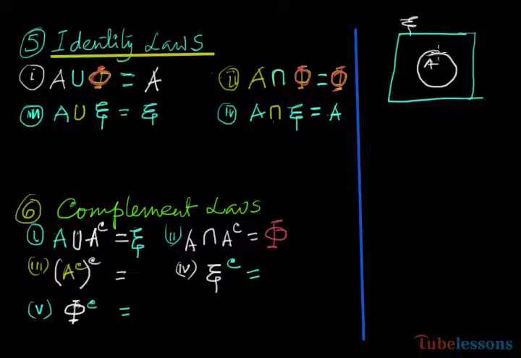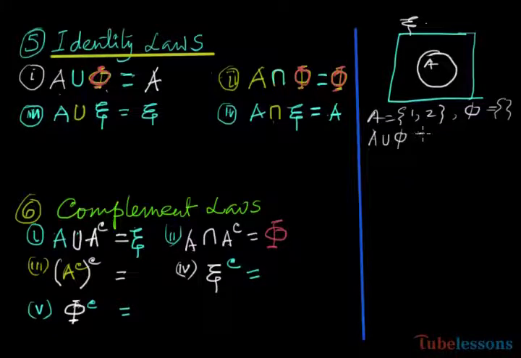That we are taking a set A, which is a subset of xi. So A union null is equals to A. Simple, because A is equals to, if you take 1 and 2, and xi contains no element. So when you do the union of A and the null set, then we'll get obviously just collection of 1 and 2, because there is no element in here. So A union null is equal to 1 and 2. So equals to A.